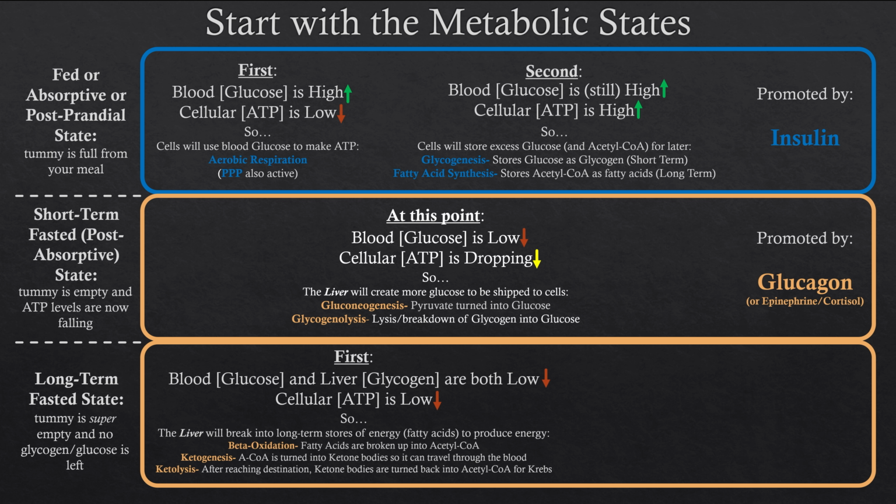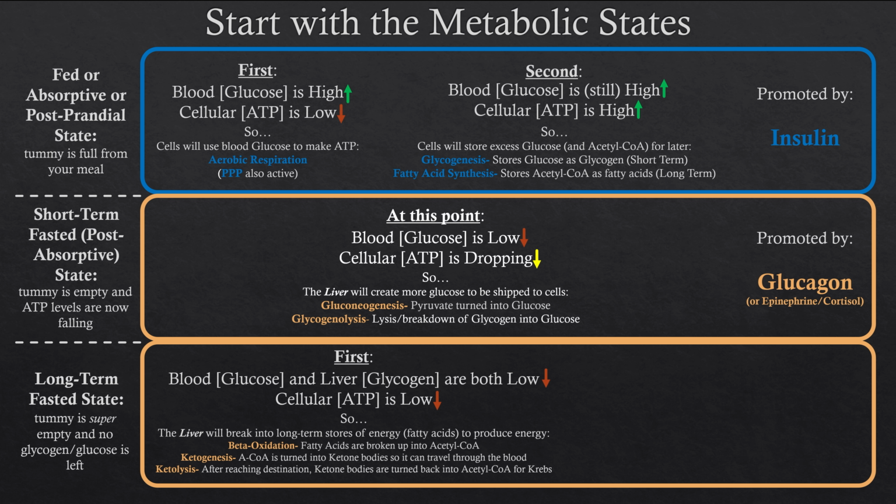So at this point, mainly the liver, but again, there are a few other tissues, is going to be dipping into that long-term store of energy, those fatty acids, to produce energy. This is the first thing that we do once we enter the long-term fasted state. Whenever we break down fatty acids, that's a process called beta oxidation, and that produces a molecule called acetyl-CoA. You probably know that because of the Krebs cycle, right? So this acetyl-CoA can essentially be sent around the body for our tissues and cells to take up and just put it straight through the Krebs cycle.